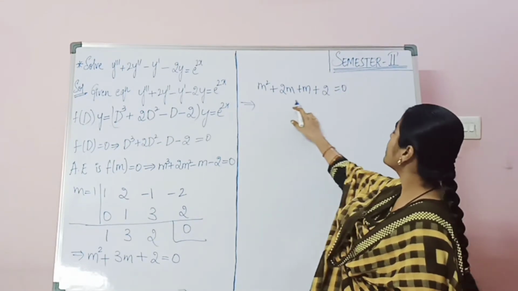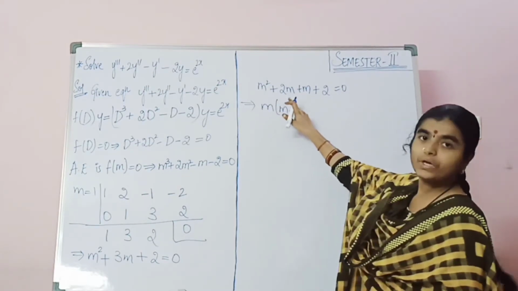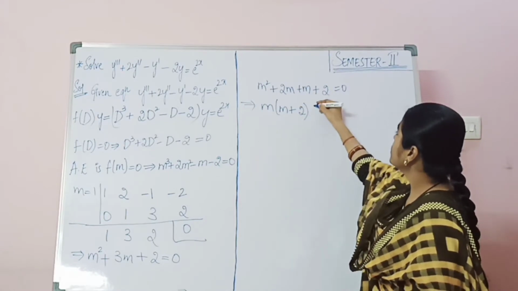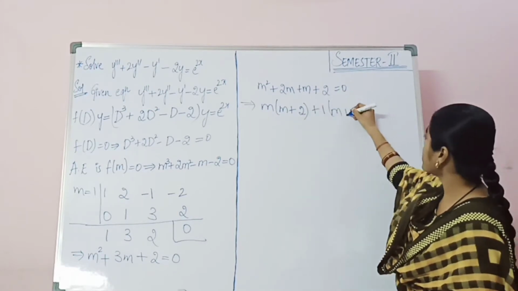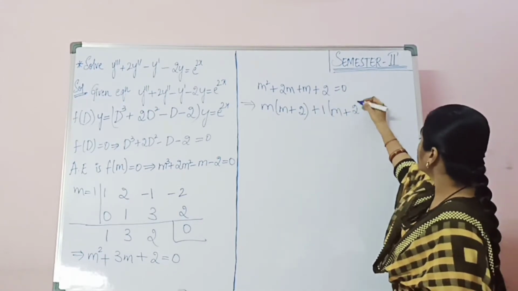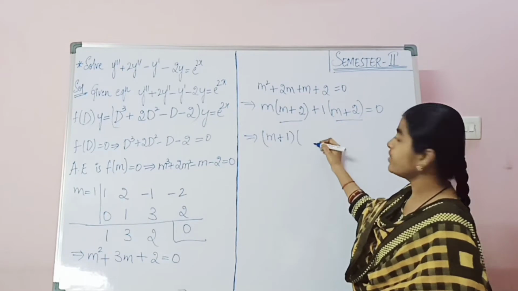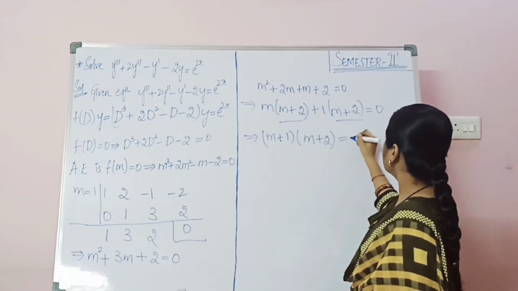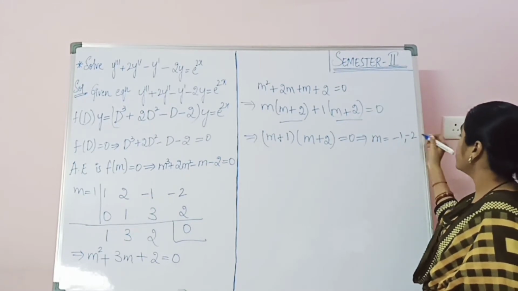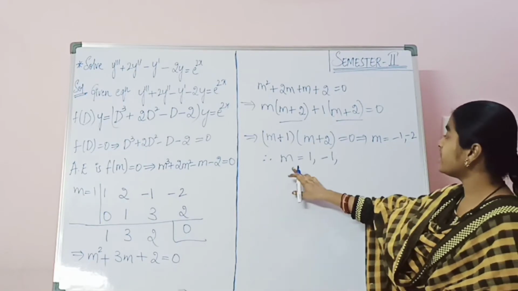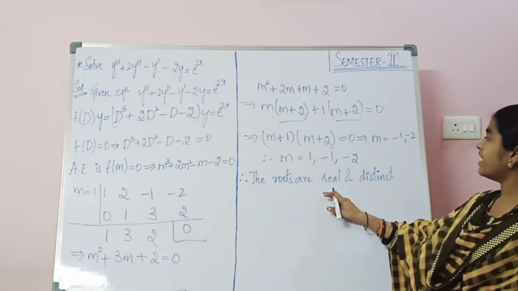What can we take common here? m into m plus 2, and 1 into m plus 2, which equals 0. So m plus 1 into m plus 2 equals 0. What are the roots? m equals minus 1, minus 2. Therefore the roots of the equation are m equals 1, minus 1, minus 2. The roots are real and distinct.